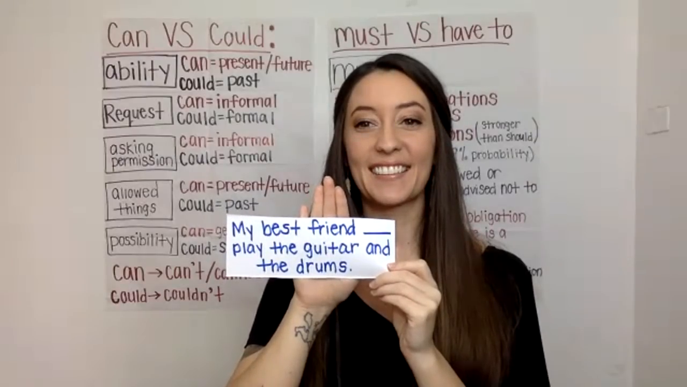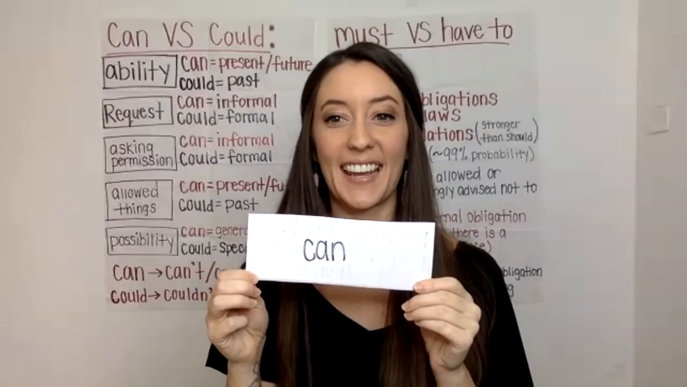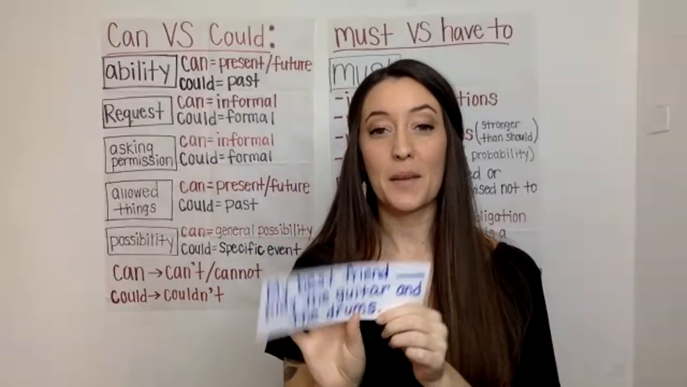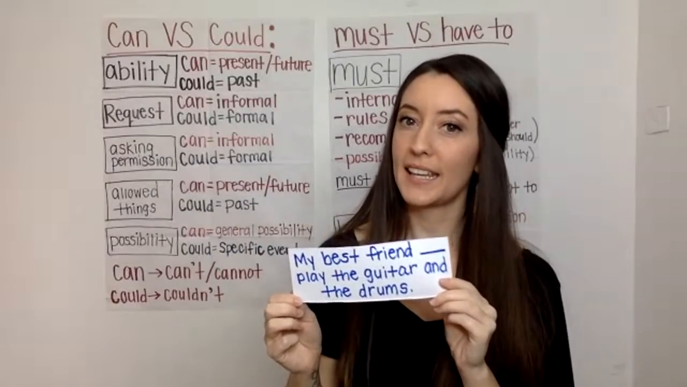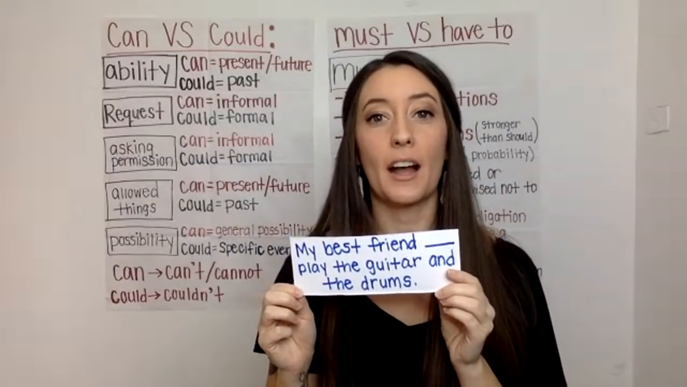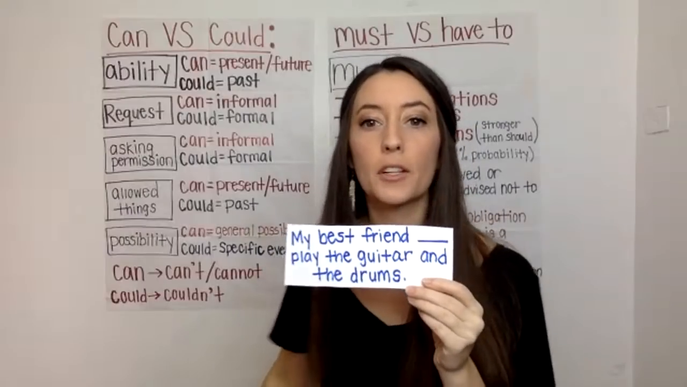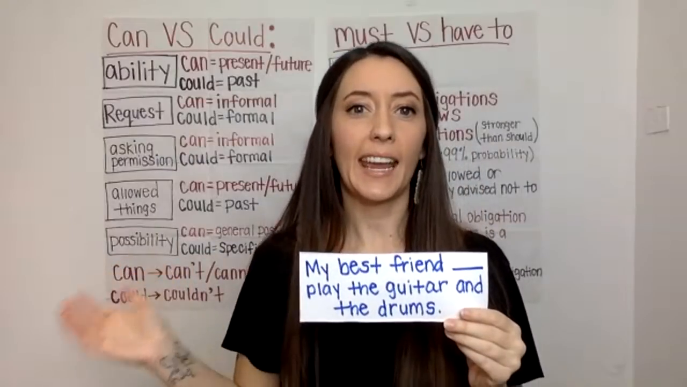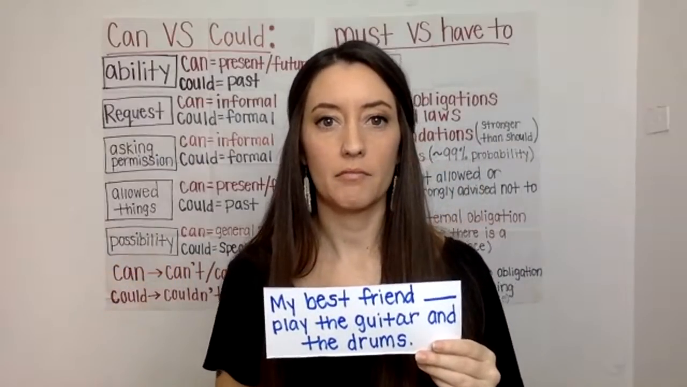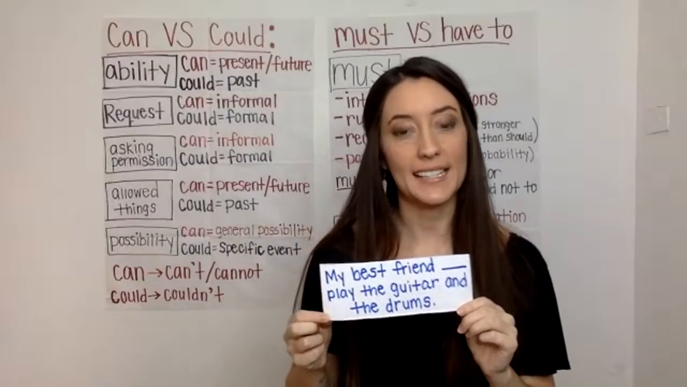Very good. Okay, if you said can, I think I see a lot of cans. You are correct. So my best friend can play the guitar and the drums. Why do we use can? Because we are talking about an ability in the present tense, okay? And remember, if you want to make this negative, you could say, my best friend can't or cannot play the guitar. That's how you make it negative.